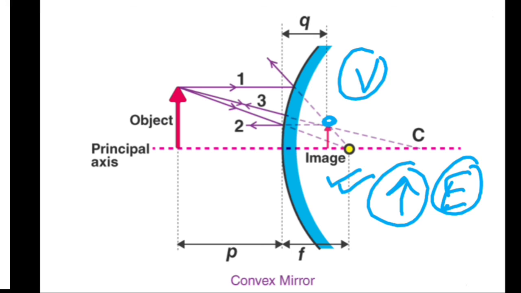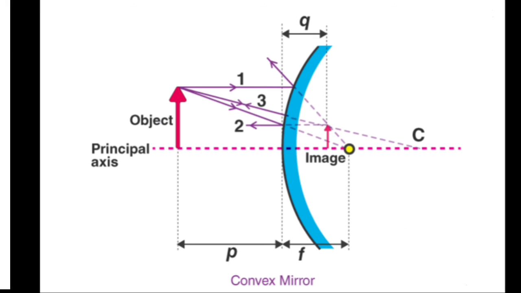Okay, so here we understood how the image can form in concave and convex mirrors. Okay, these ray diagrams are very important.